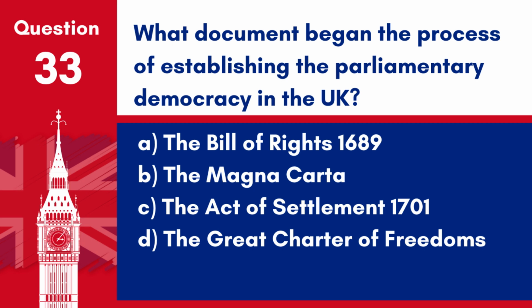Question 33. What document began the process of establishing the parliamentary democracy in the UK? A. The Bill of Rights 1689. B. The Magna Carta. C. The Act of Settlement 1701. D. The Great Charter of Freedoms. Answer A. The Bill of Rights 1689. The Bill of Rights 1689 laid down limits on the powers of the Crown and set out the rights of Parliament, beginning the process towards a parliamentary democracy.